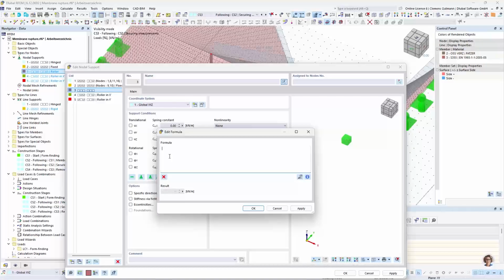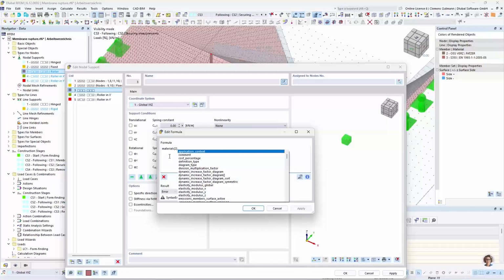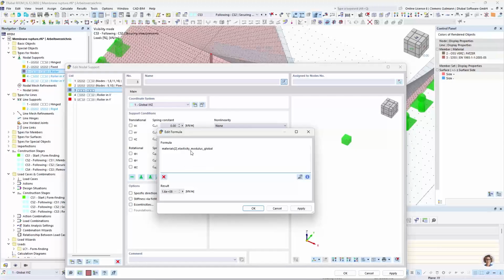So we are going to take the Young's modulus from the materials. So this is material number 2, and then we have the elasticity modulus. And then we have the sections, number 1, and there the area. And this is then divided by 16 meters. So 16 meters is the distance between the top of the pylons.